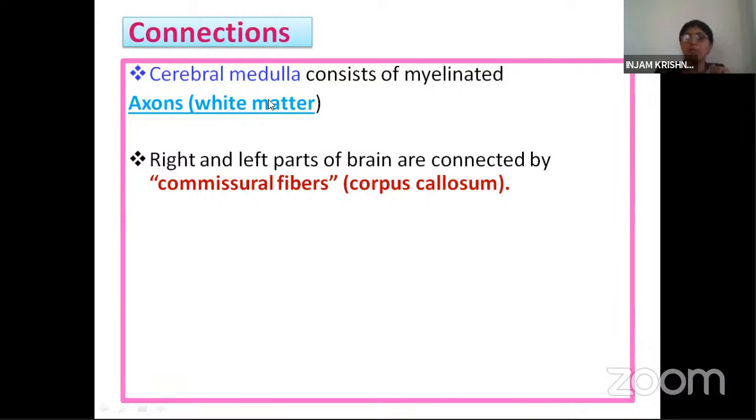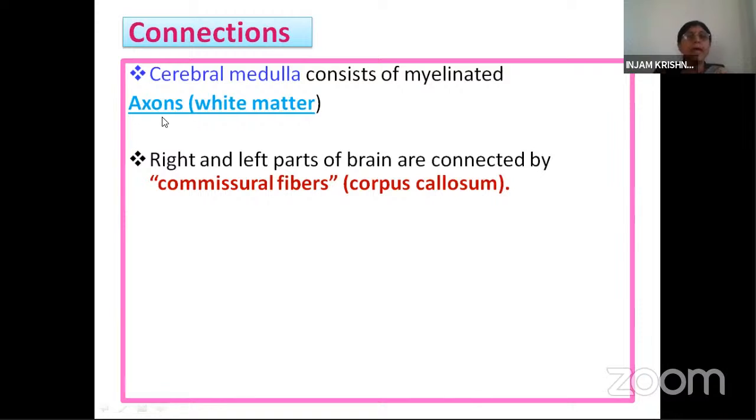The cerebral cortex was covered yesterday. The cerebral cortex is gray in color, so we call it gray matter. All the cell bodies are concentrated there. Because of the cell bodies and because it is non-myelinated, it is gray in color. You know that axons are myelinated, that's why it is white in color.